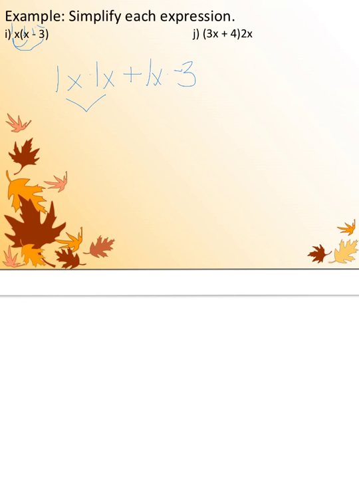Now we multiply. 1 times 1 is 1. X times x is x squared, because you wouldn't say you saw 2 zebras if you're multiplying. Plus 1 times negative 3 is a negative 3x.